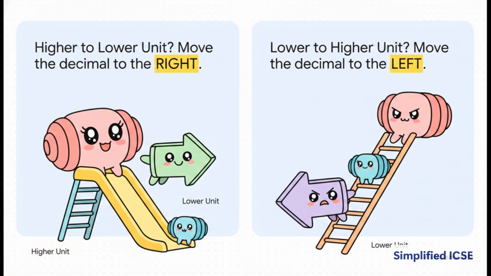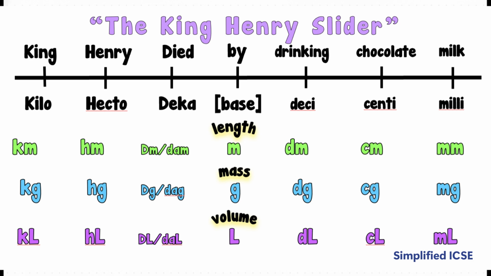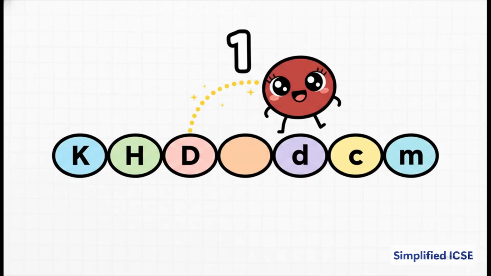If you're going from a bigger unit to a smaller one, you're moving to the right in your sentence. So guess what? You move the decimal to the right. And if you're going from a smaller unit to a bigger one, you're moving left in the sentence. So the decimal also moves left. It's that easy. And here's the key. Every single time you jump from one word to the next in your phrase, that's one decimal place you move. It's a perfect one-to-one match.